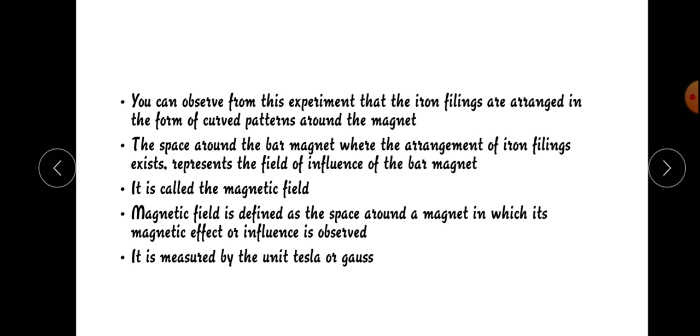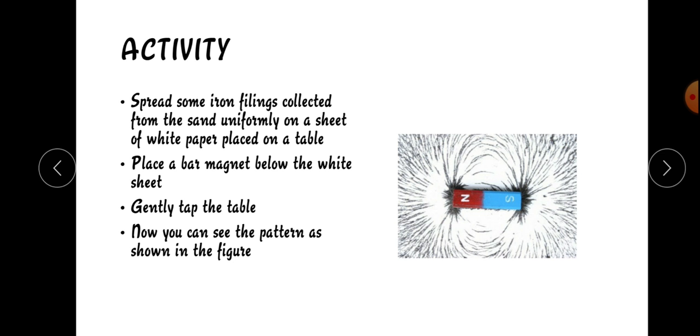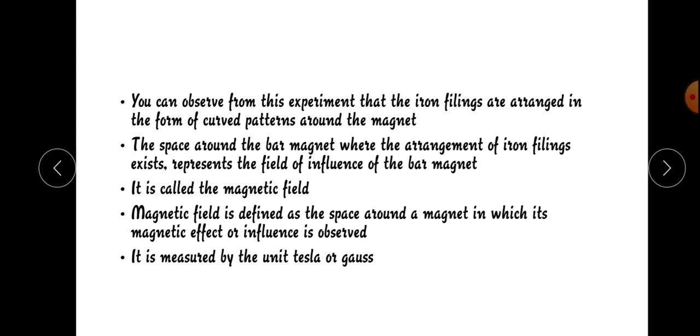From this we are observing that the iron filings are arranged in the form of curved patterns around the magnet. See, they're all arranged in a curved pattern. So from this experiment we can say that iron filings are arranged in the form of curved patterns around the magnet. The space around the bar magnet where the arrangement of iron filings exists represents the field of influence of the bar magnet.